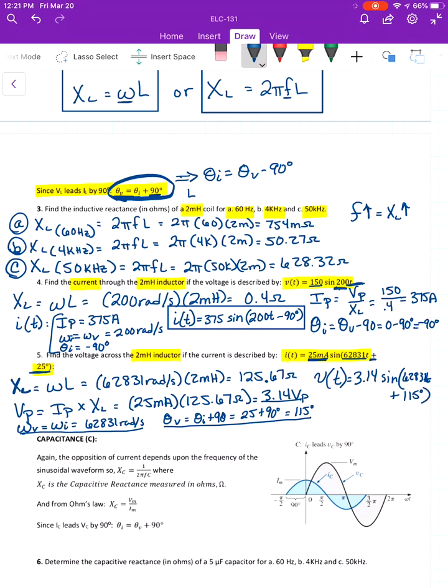Okay, we're going to talk about the capacitance in the next video. So we'll pick up with the next video.